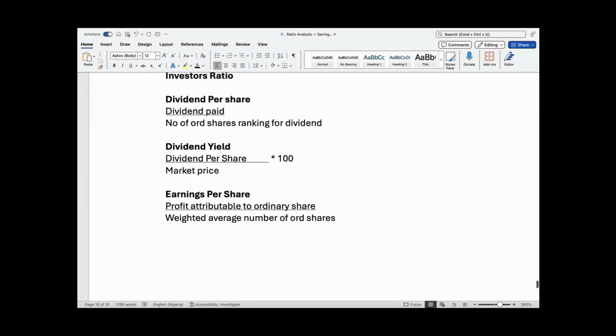And I think that our past question has mentioned dividend cover. Solve the question that looks at dividend cover, which is the number of times our profits can pay our dividend: profit for the year divided by our dividend paid, as dividend cover.